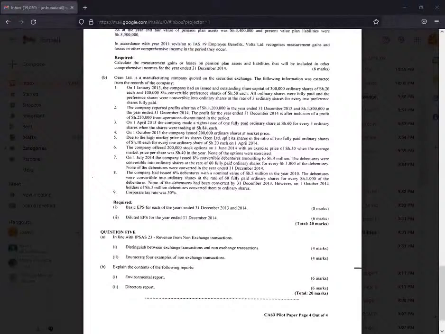Note 5, due to high market price of its shares, Ozen Limited split. I like this splitting and reverse splitting. When a good examiner introduces this thing of splitting and reverse splitting, he ensures that he throws over 50% of the students under the bus.